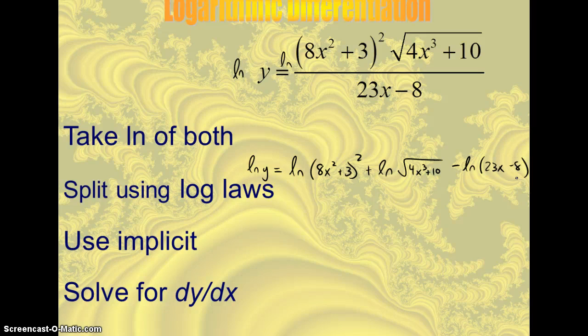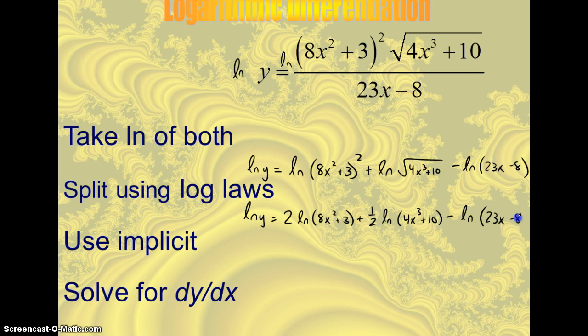I can actually go a little bit further by saying that this squared inside the log can come out front. In fact, the square root is just a 1/2 power, so I can bring that out front as well, just to try and make the problem a little bit easier. This last guy doesn't have any exponents, so we just leave that as is. Alright, so now we want to use implicit differentiation. Remember, for implicit, anytime you have a y, you take the derivative normally.